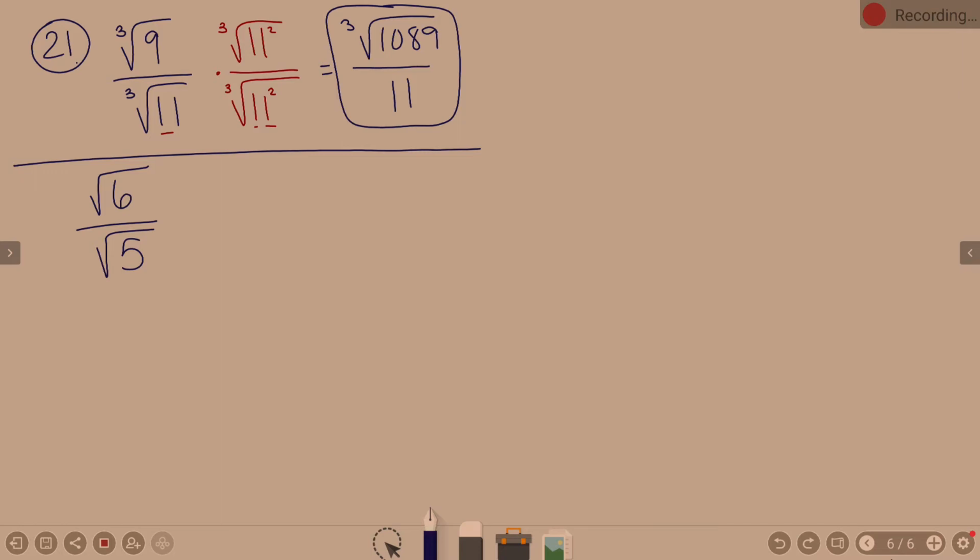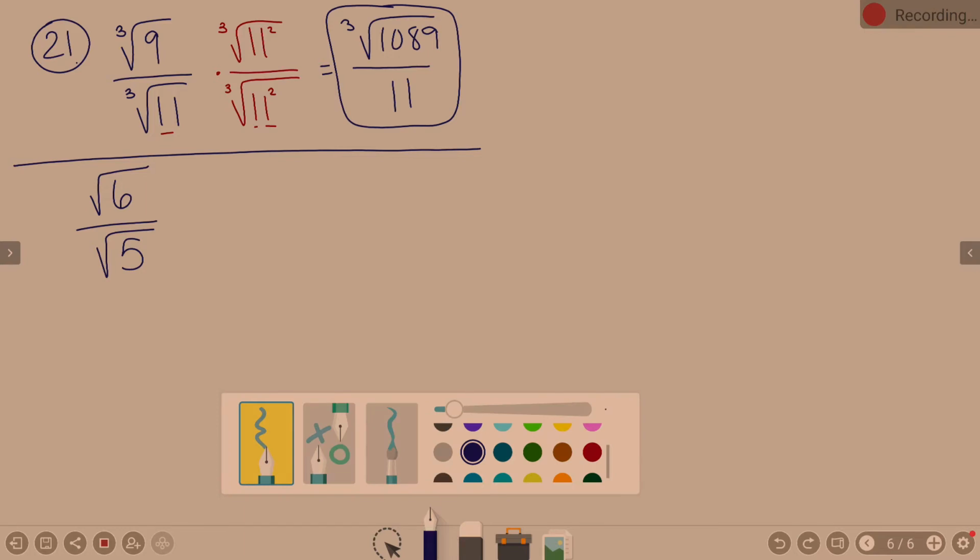Okay? But the idea of divide and simplify. Square root of 6 divided by square root of 5. Can I divide 6 and 5? No, 6 and 5 don't divide. So how do I rationalize? How do I get rid of the square root out of the denominator? So how do you get rid of a square root of 5? You multiply by square root of 5, yes?